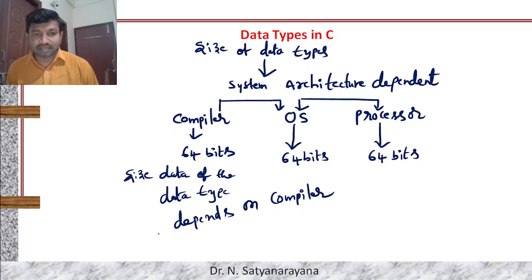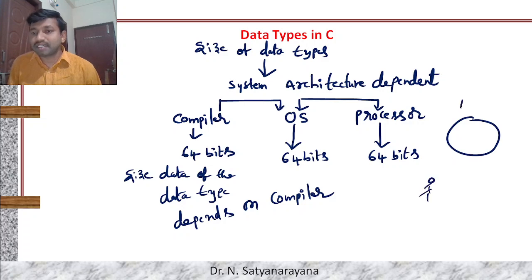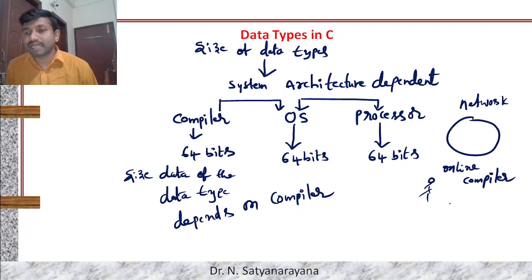Try to understand, it is purely machine dependent, because you know on what operating system and what processor you are running the program. But sometimes we run the program over a network. As a client you write a program and access an online compiler from the network. You don't know what system architecture or what compiler the service provider is using, so you cannot predict the size of the data type in advance.